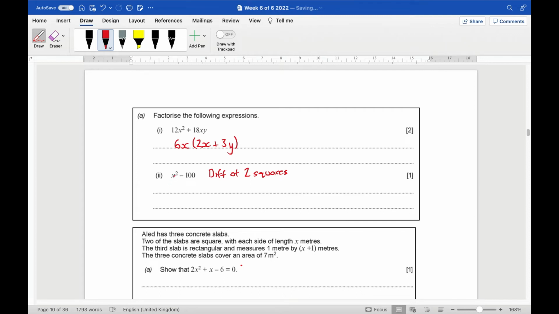The rule is, what is being squared there? X. What is being squared there? 10. So x is being squared and 10 is being squared. So this is the difference, the takeaway of two squares. To factorise it, whatever the first thing being squared is, which is x, you add the second thing, 10. And then in the second bracket, you put x, but you take away the second thing being squared, okay? And so it's a double bracket factorising. So it's a bit like a quadratic, but it's just got its own little technique.